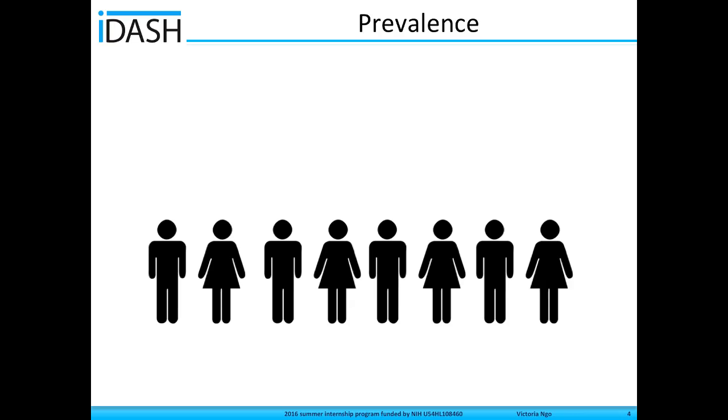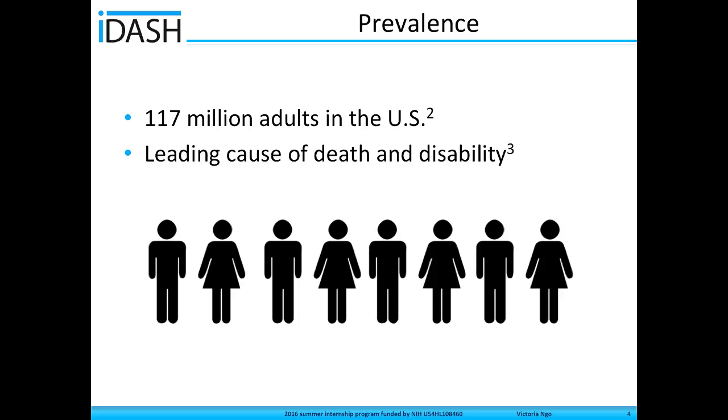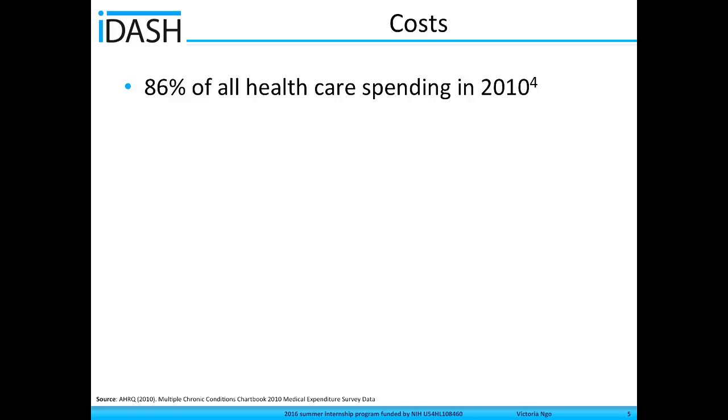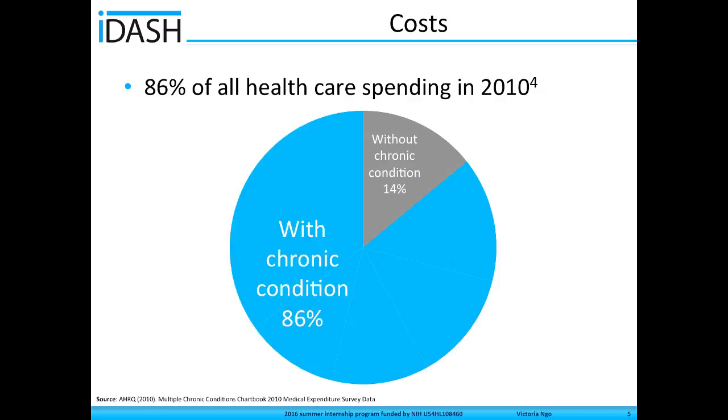As for the prevalence of chronic disease, there are about 117 million adults living with chronic disease right now, and it is the leading cause of death and disability in the United States. You're thinking, 117 million people, is that a lot? Yes, that's 1 in 2 adults in the United States. It accounted for 86% of all healthcare spending in 2010 for people with chronic conditions, and that's a lot, because healthcare spending in the United States is $2.6 trillion. That's a lot of zeros at the end.